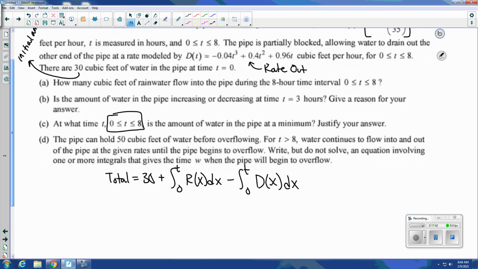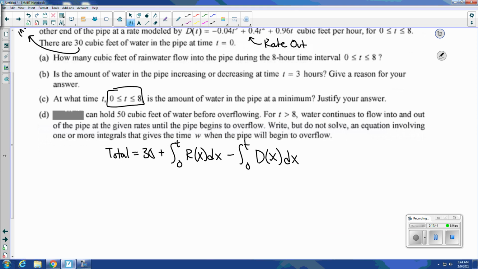Okay, so a couple things to note. Initial amount is 30. 0, this is when it starts. This is when the rate in starts. And then we're going to some time that we don't know yet. We want to know when it's going to reach a minimum. So that's our variable, what this problem deals with.